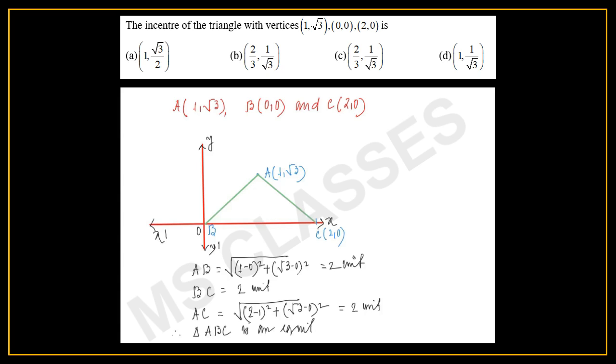Now, if it is an equilateral triangle, then we know the centroid, incenter, and circumcenter coincide. So from here we can find the incenter from the centroid, because the centroid and incenter coincide in an equilateral triangle.